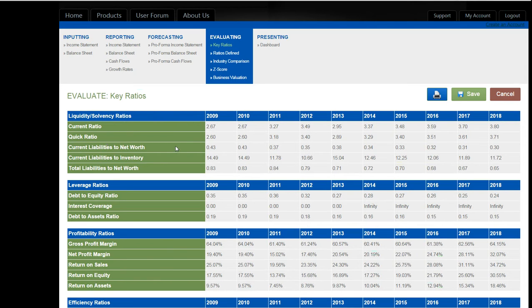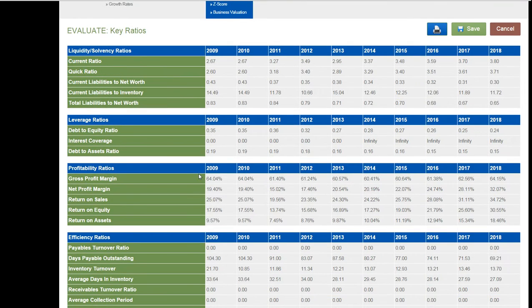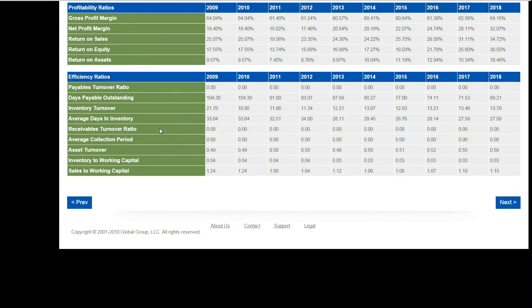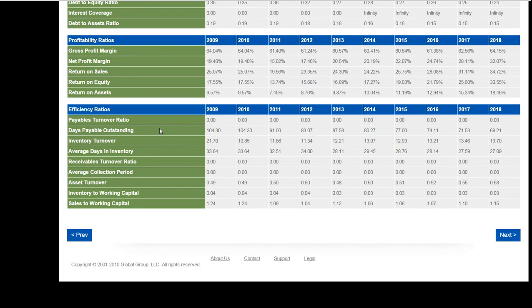These liquidity and solvency ratios are very common, but we take this down to profitability ratios, efficiency ratios. You noticed up here leverage ratios. All of these things give us a sense of how our money is performing and how the company is performing financially. So if you notice here, days payable outstanding.